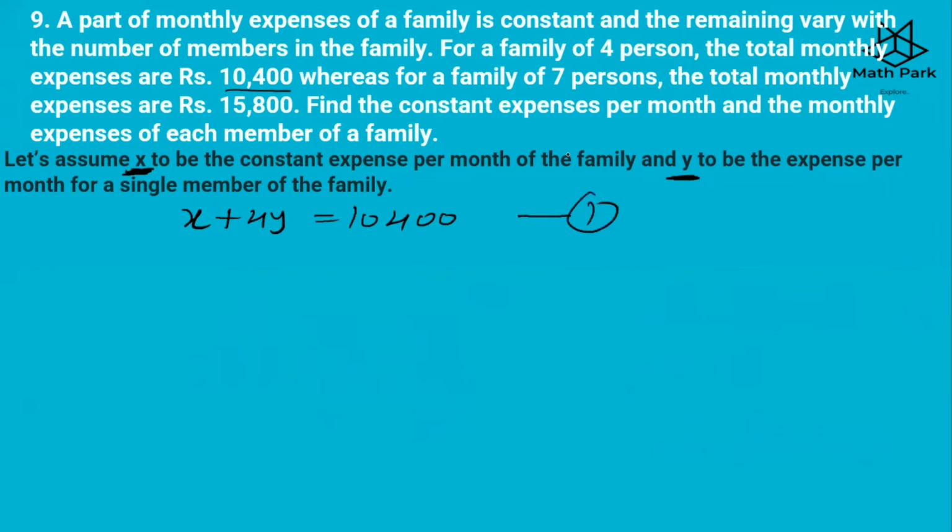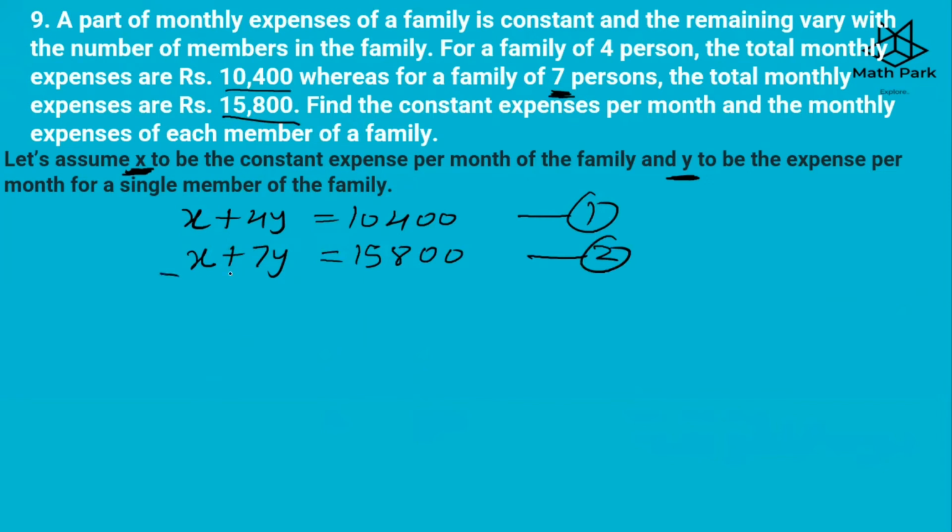Now for the second family, again the constant monthly expense is going to be x, and for a family of 7 persons, the expense is going to be plus 7y. And then the expenses of this family are rupees 15,800. So this is our equation number 2. Let us solve these equations.